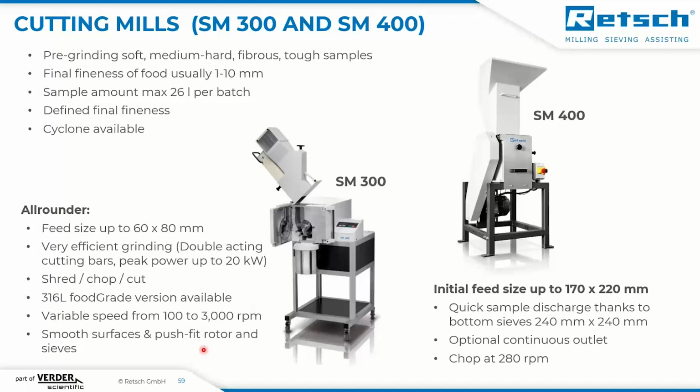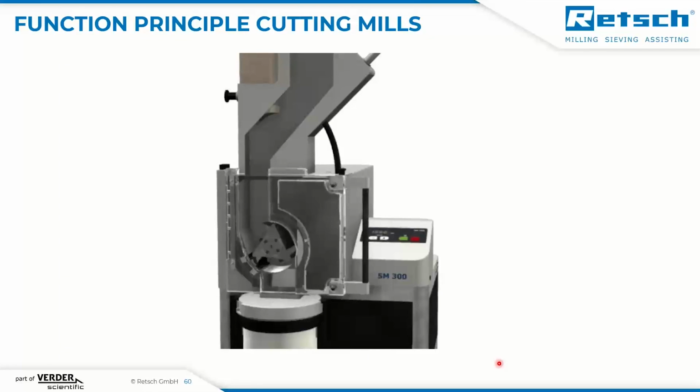If we really have large samples, the SM400 can be used, with feed size up to 170 times 220 millimeter. Very large hopper opening and a large bottom sieve. We can also work with the optional continuous outlet, and we work with chopping mode at 280 RPM, so a fixed speed. The grinding principle is, I think, also well known.